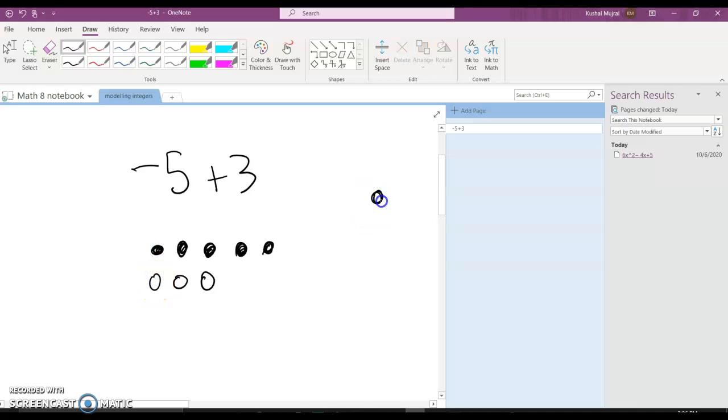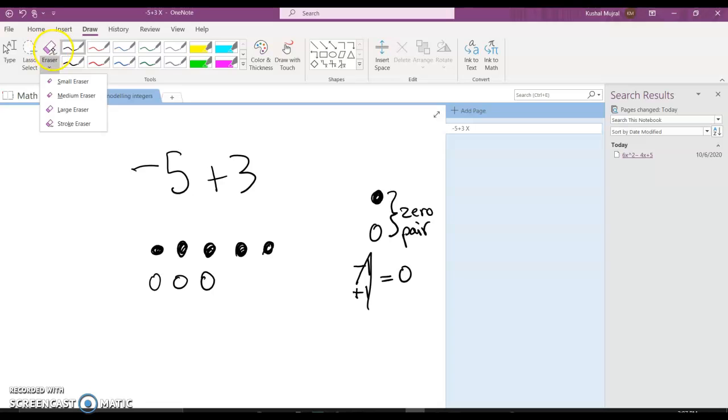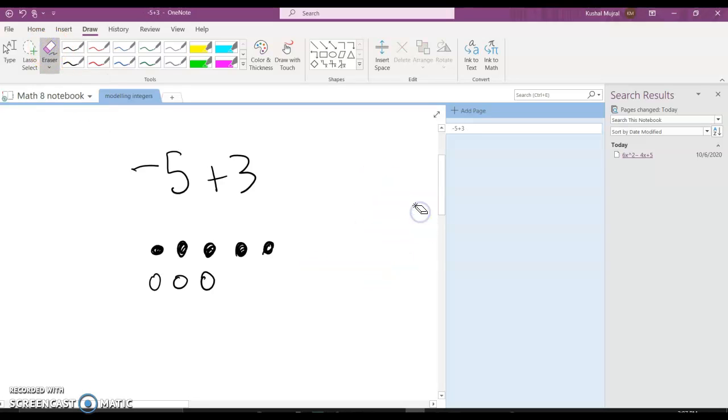Okay, so this is called a zero pair. That's a -1 and a +1, which together equals 0. So we're not changing the question in any way if we have a zero pair, right? It's just 0. If I were to cross these out, because these just equal 0, we're not changing anything, then we're left with -2.